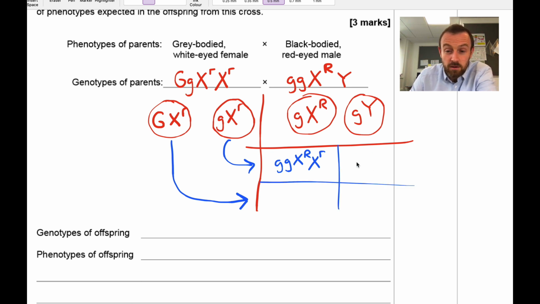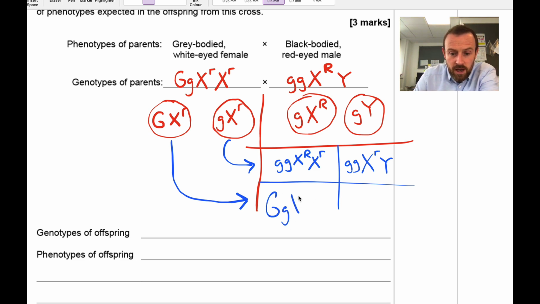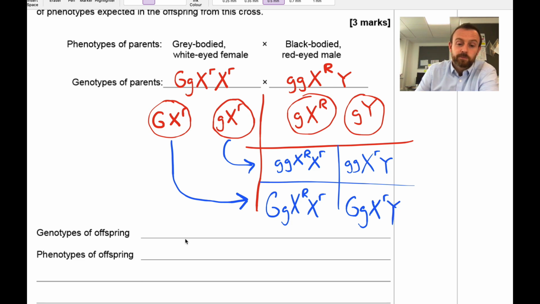This one here, I've got little g, I've got an X with a little r, and I've got a Y. And then over here, I'm going to have big G, little g, and I'm going to have X big R, X little r. And over here, I'm going to have big G, little g, and I'm going to have an X with a little r, and I'm going to have a Y. So write those genotypes down here.